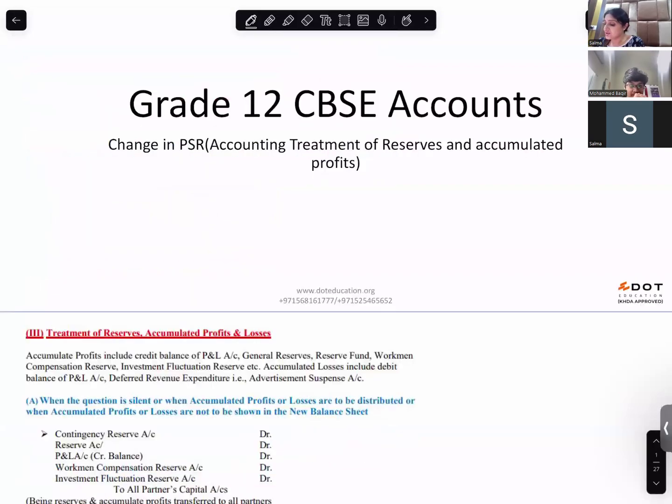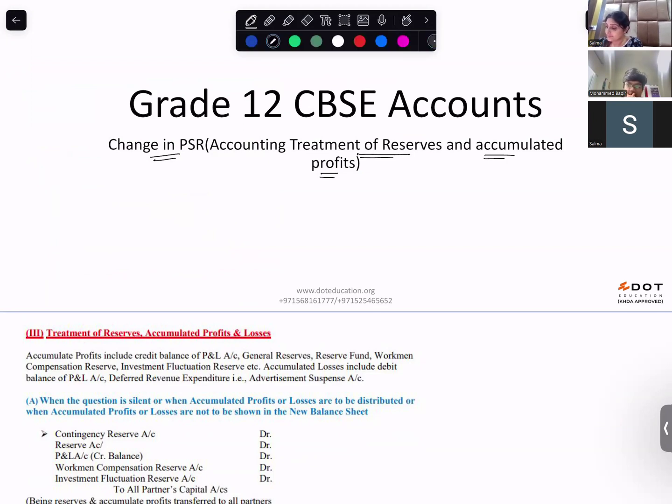We are doing change in profit sharing ratio, the treatment of reserves and accumulated profits. Do you know what accumulated profits are? Accumulated profits is the profits that you keep aside in the business.